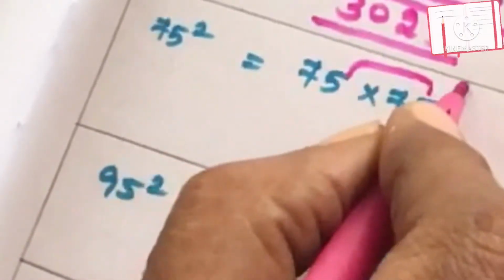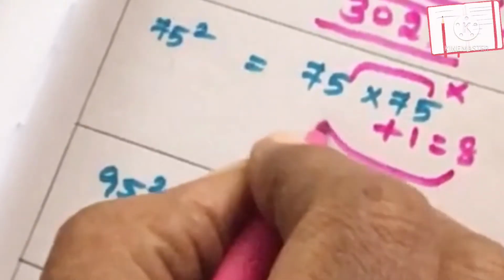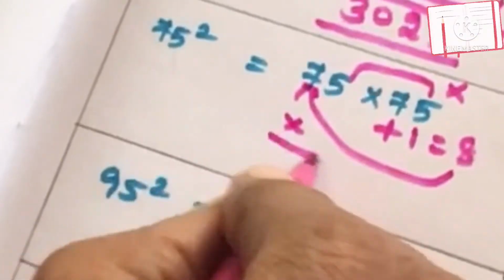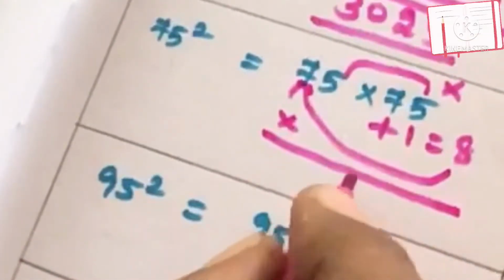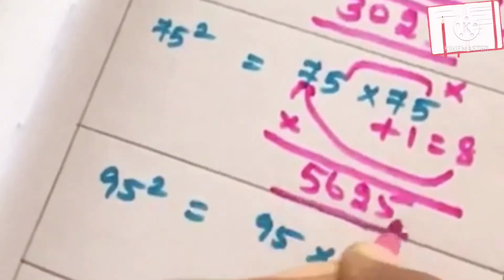Next we are going to see the square of 75. The same procedure is followed here. The ones digit on your right and left is going to be multiplied, which will give you 25. The tens digit on your right hand side is going to be added with 1, which will give you 8, and that is going to be multiplied with the tens digit on your left hand side. The final answer is 5625.